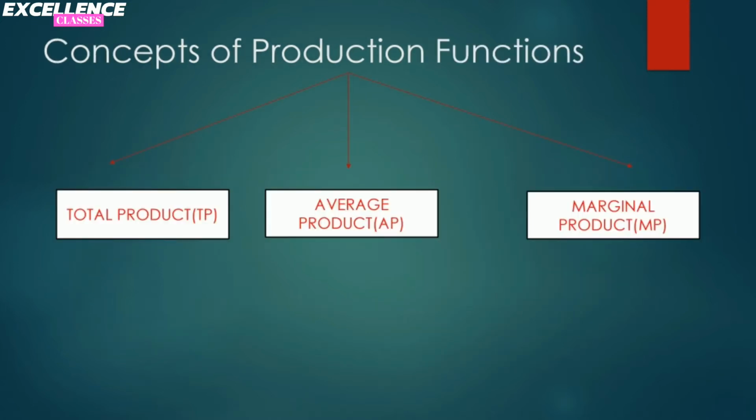Now there are 3 concepts of production function. First one is total product, which is denoted by TP. Second one is average product, which is denoted by AP. And the third one is marginal product, which is denoted by MP.